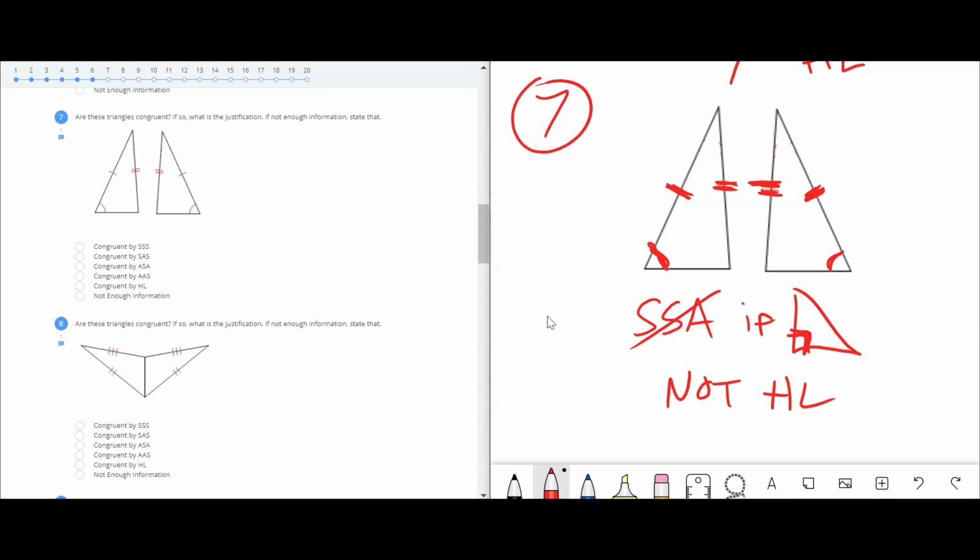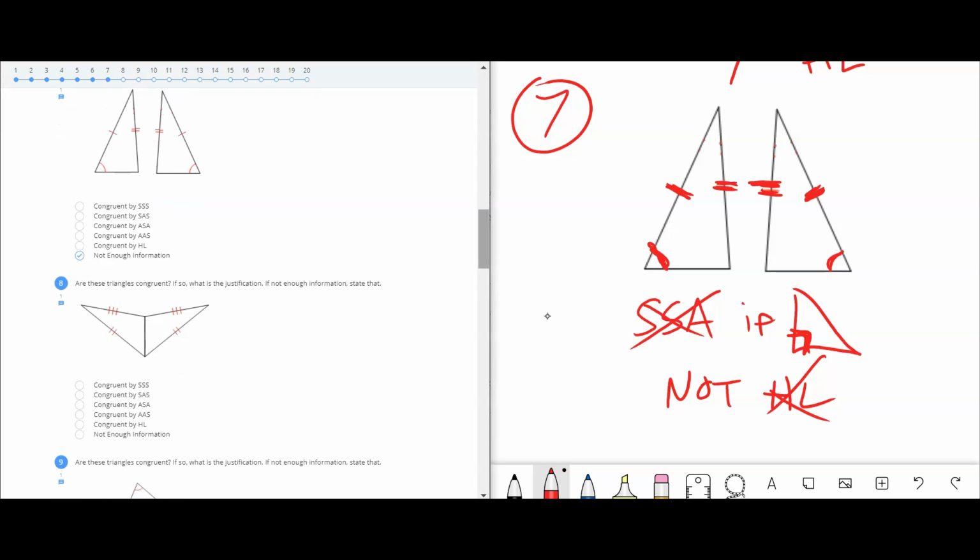Okay, I can't use SSA. I can't use it backwards. I can't use HL. Well, on number 7, if you get the bad A word, angle, side, side, and there's no right angle, that's not enough information. That's a no-go. Do not use that one. All right.